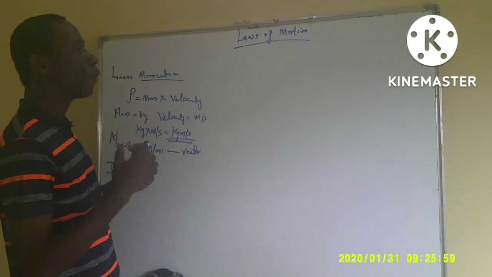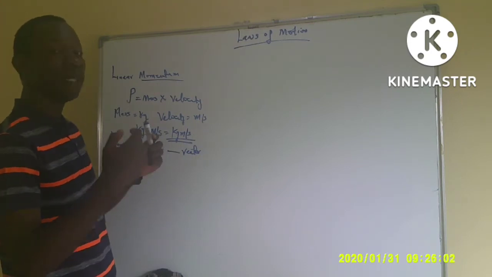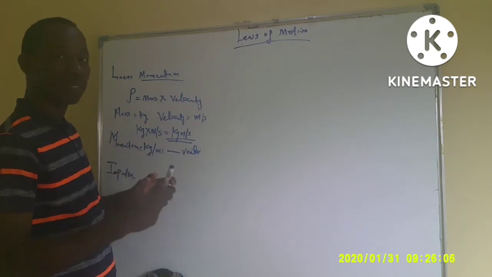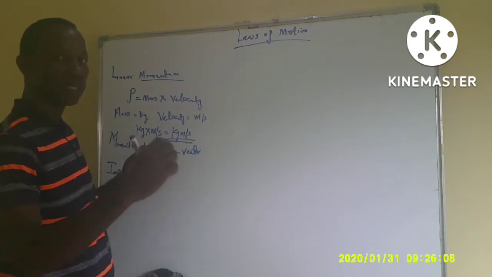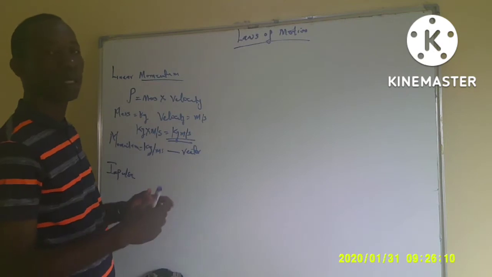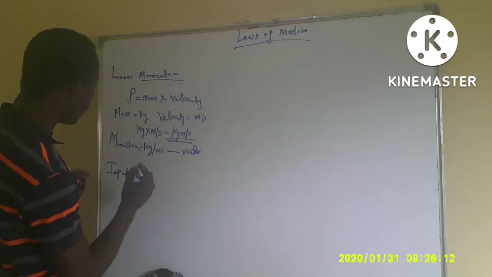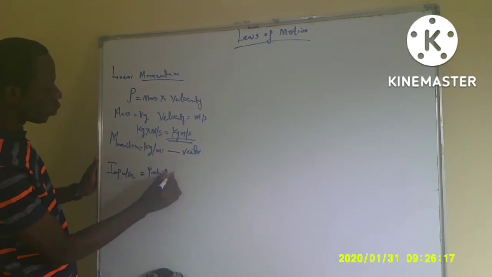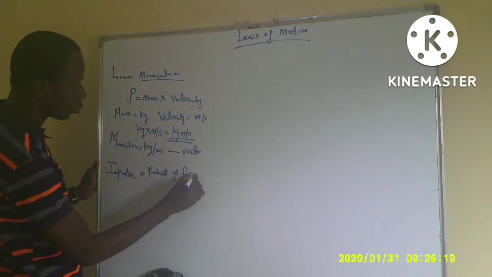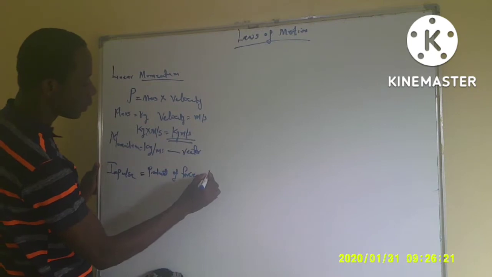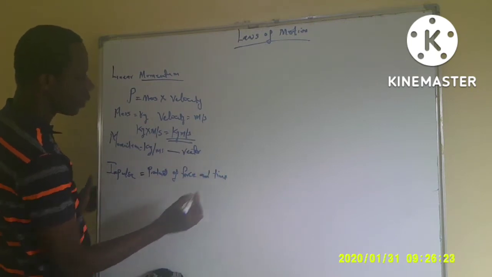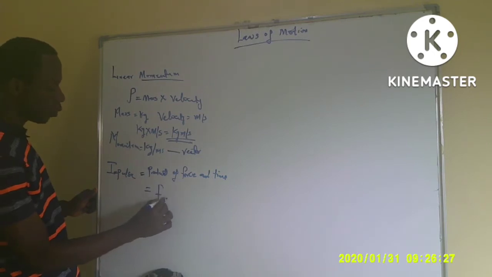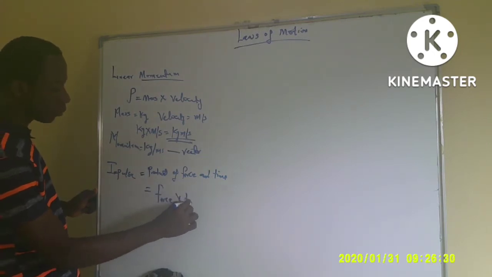So the average force acting upon an object within the time duration of that force is what we call impulse. So we can say impulse is a product of force and time. Yes, it's a product of force and time. So F, which is force, times time.